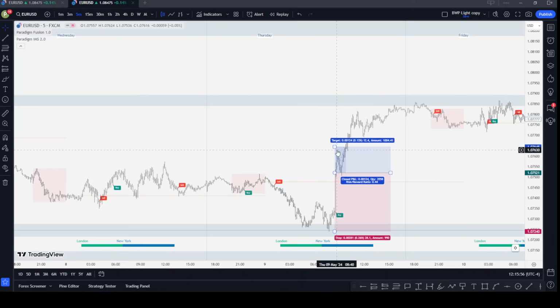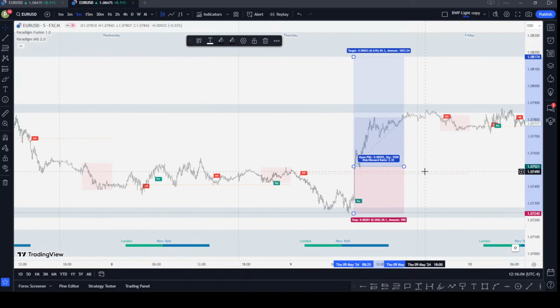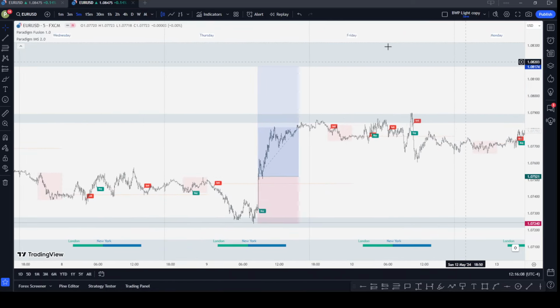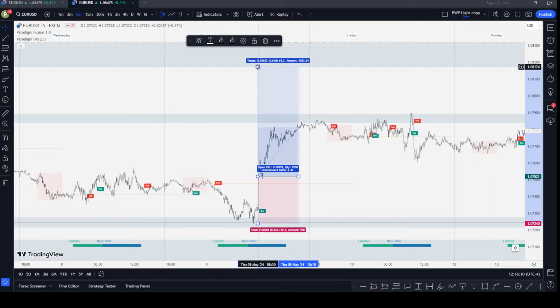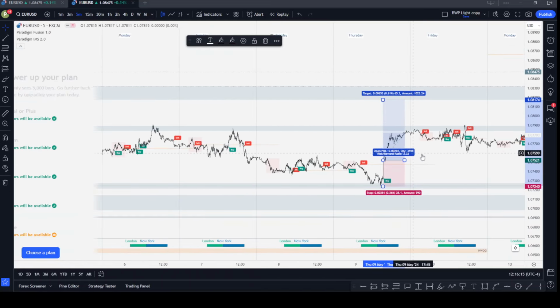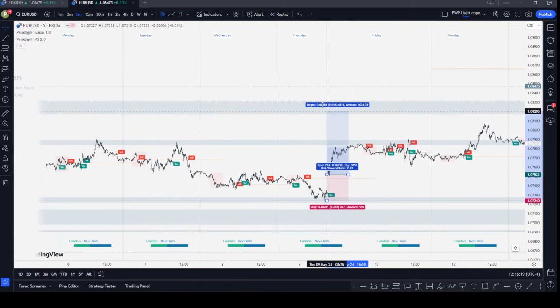My target is simply going to be the high, the low of the new week opening gap we marked out. That will be my first take profit, and my second take profit is going to be the high.